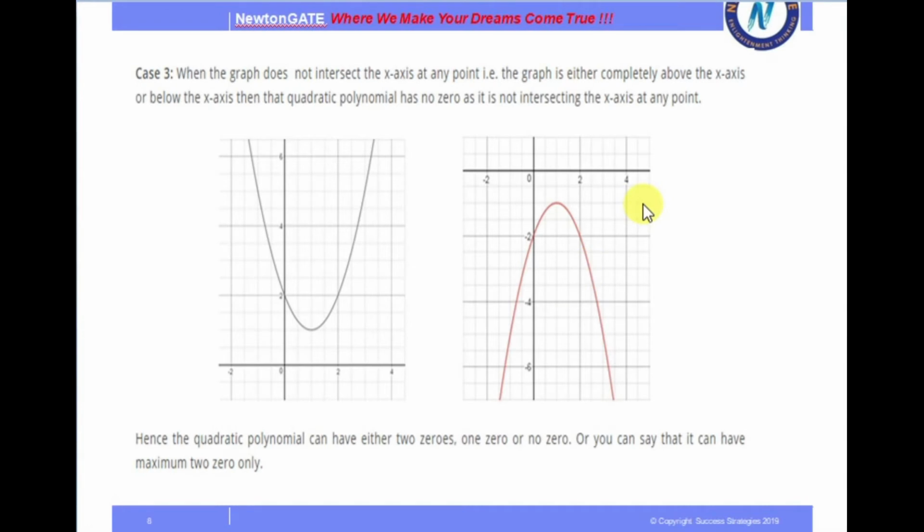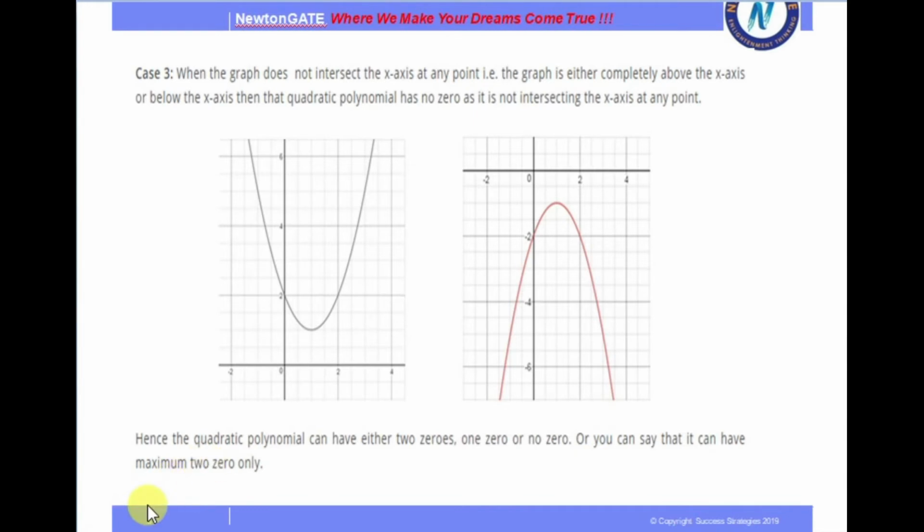Remember, I am repeating it again. Always remember this, that if the graph is intersecting the x-axis, only then we will say that the zero is possible or the zero is present. Hence, we conclude that a quadratic polynomial, that is any polynomial with degree 2, can have either 2 zeros, 1 zero or no zero. Okay, that is, we can say that it can have at max 2 zeros.